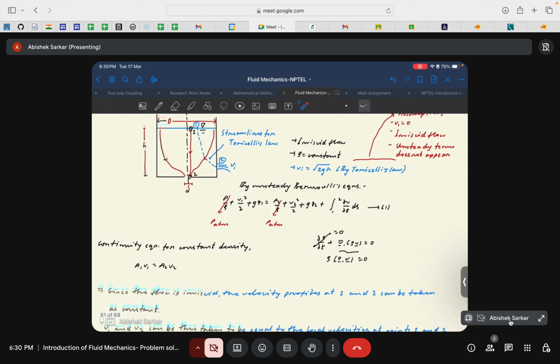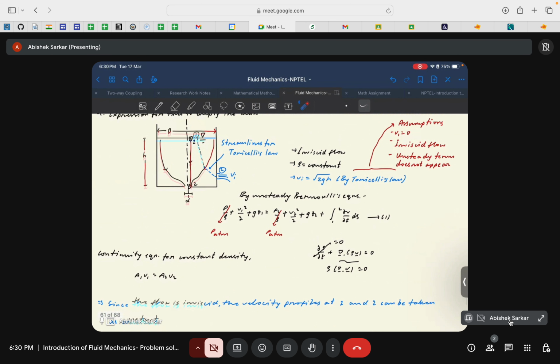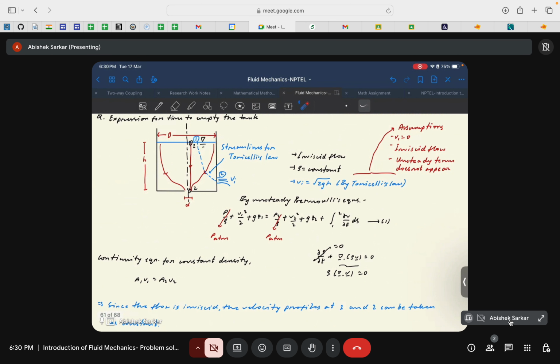So this is the equation in hand. P1 by rho. I hope the diagram is clear. It's already discussed previously, but I don't want to repeat each and every concept again and again, so maybe you can look into it. Again, there was some discussion on Torricelli's law, so I won't repeat it.